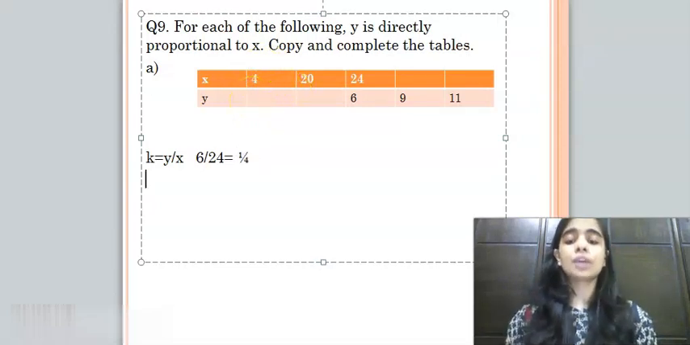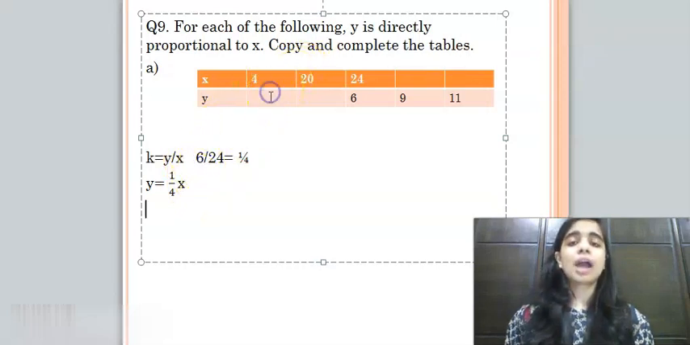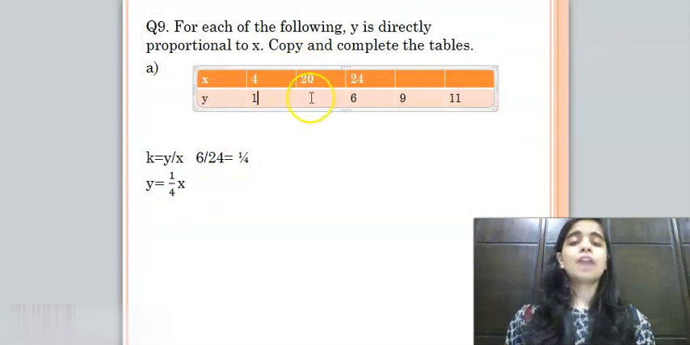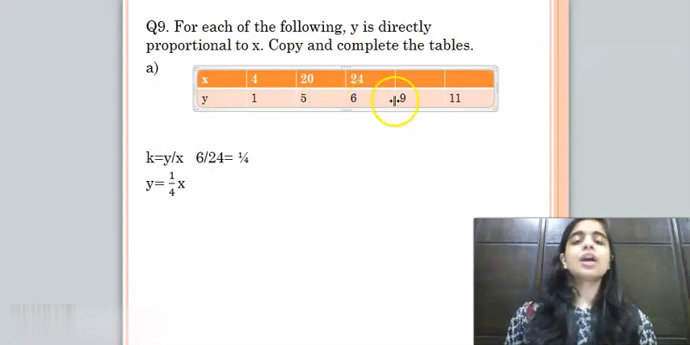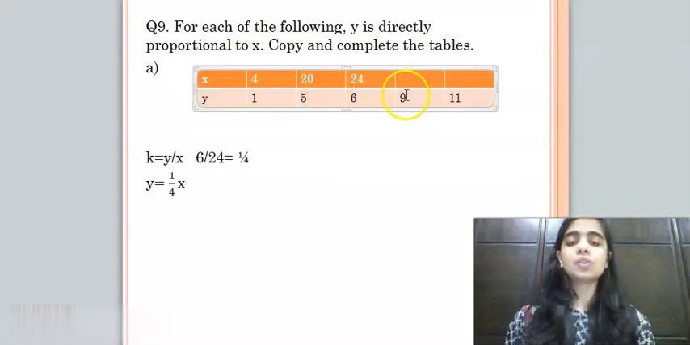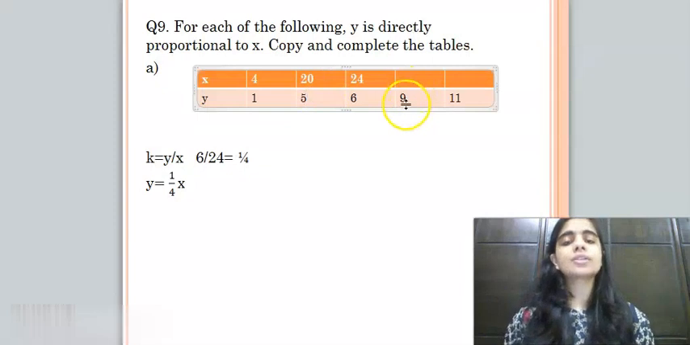We can write our equation. So our equation will be y is equal to 1 upon 4 x. Okay, so our equation is y is equal to 1 upon 4x. Now let's work out. So when I put 4 in place of x, I will get y as 1. So my y value over here is 1. When I put 20 in place of x, 20 divided by 4 will give me 5. Now here I have the y values. I need to find out the x values.